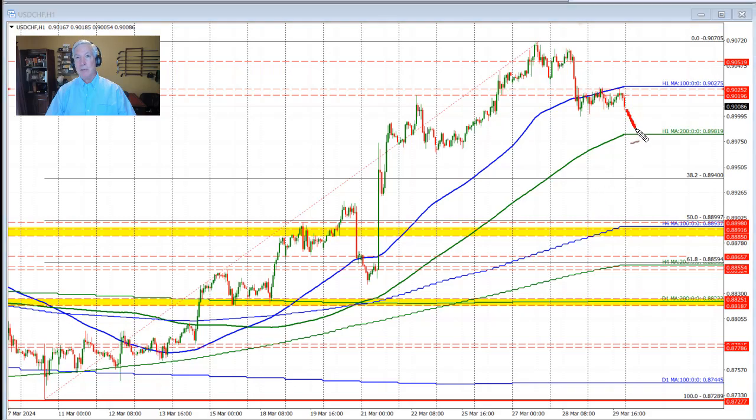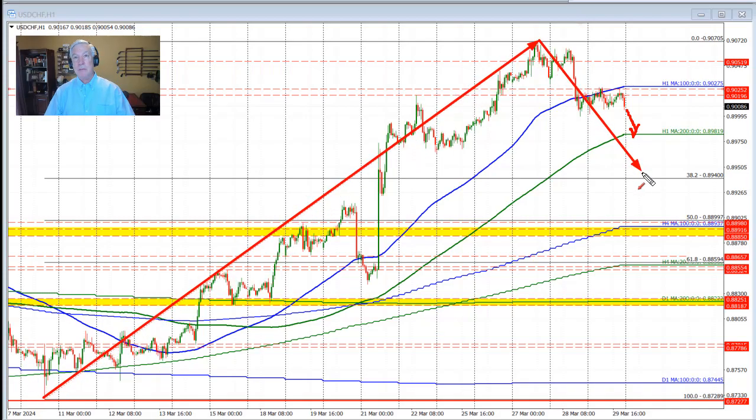Now it's not a disaster, because we have the 200-hour moving average down here to get to and through to increase the bearish bias, and then the 38.2% retracement of this move to the upside, this long-term move right through here, comes all the way down at 0.8940. But those are the targets on further selling: get below the 200-hour moving average, get below the 38.2% retracement. We can talk about being more bearish in the shorter term, in the intermediate term for the dollar versus Swiss. So those are our targets on the downside.